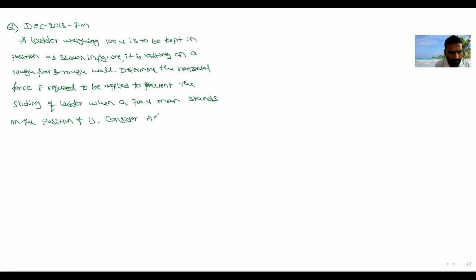Consider AB is equal to DE is equal to 0.625 meter. Assume the coefficient of friction as 0.4 on all the surfaces.